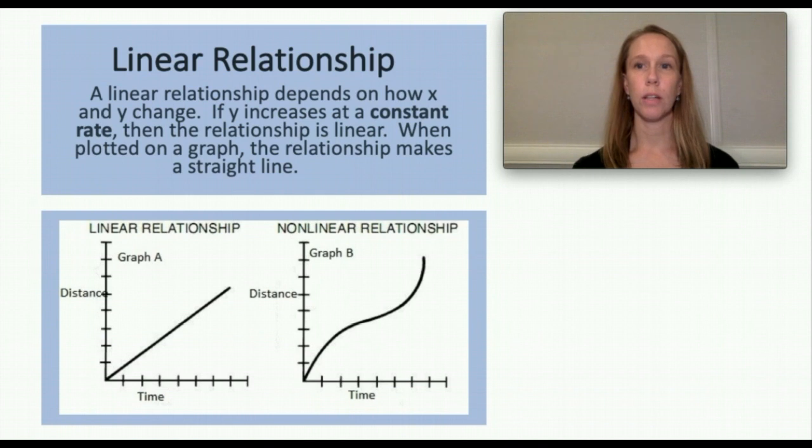Our next term is linear relationship or linear function. We've talked about linear equations. So these relationships give us a line. And when we're looking at equations and tables, a linear relationship depends on how x and y change. If y increases at a constant rate, then the relationship is linear, and of course that makes a straight line when we put it on a graph. So a nonlinear relationship just doesn't make a line. It might make a curve, sometimes a parabola, and different shapes in the graph.